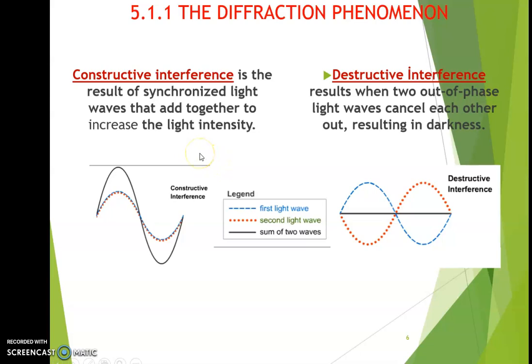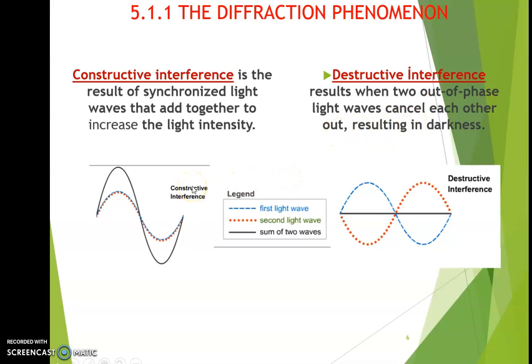What is constructive interference? Constructive interference is the result of synchronized light waves that add together to increase the light intensity. And destructive interference results when two out-of-phase light waves cancel each other out, resulting in darkness.